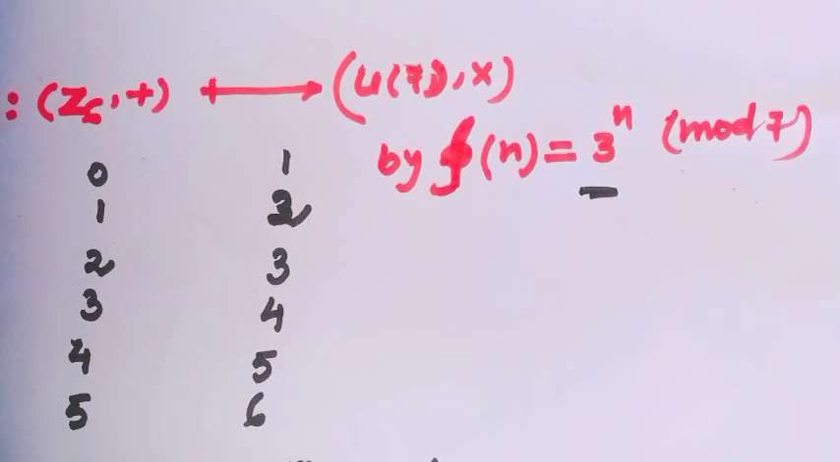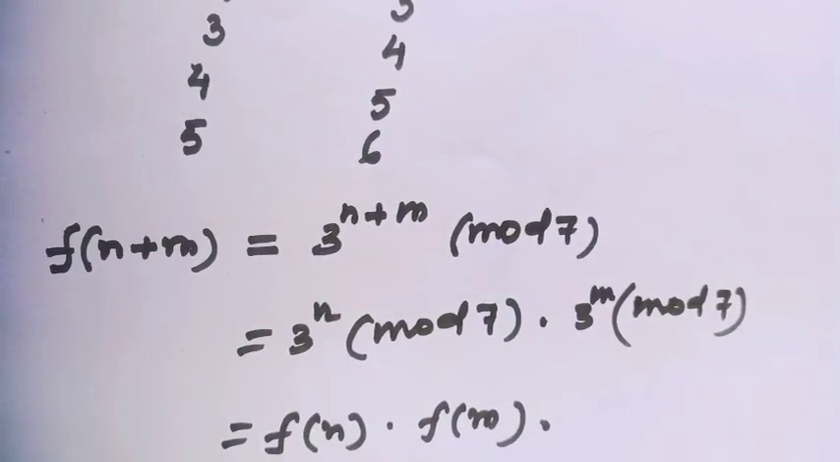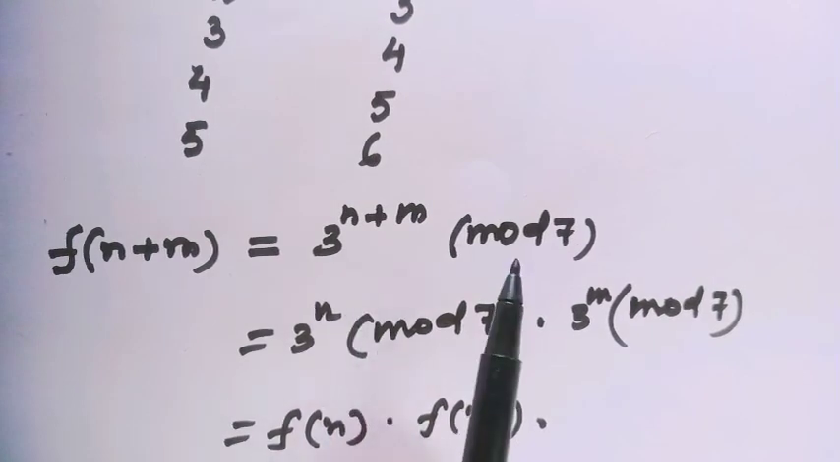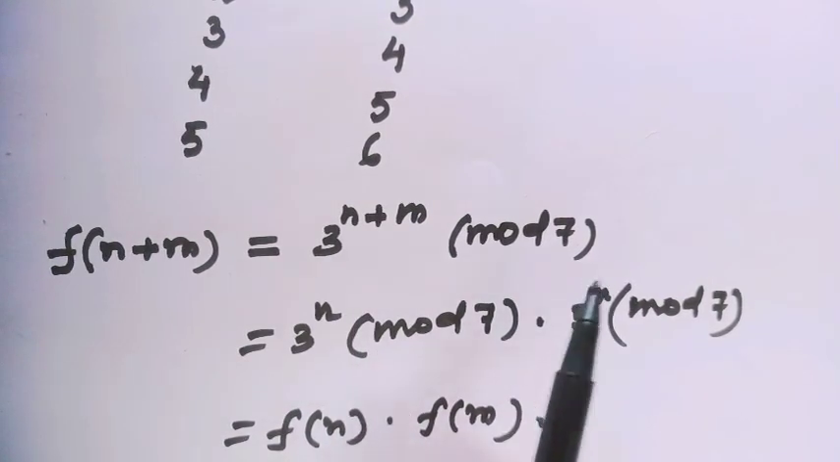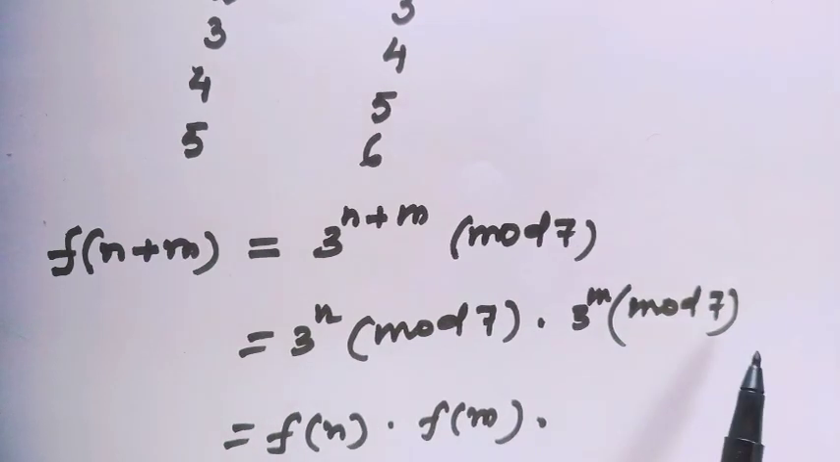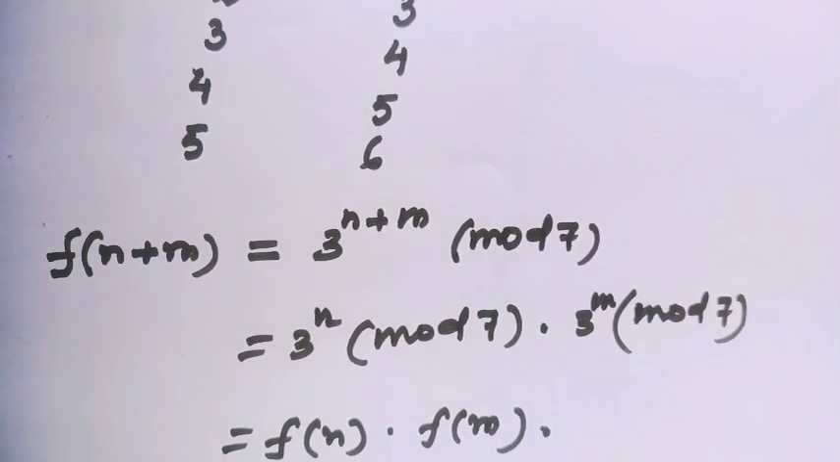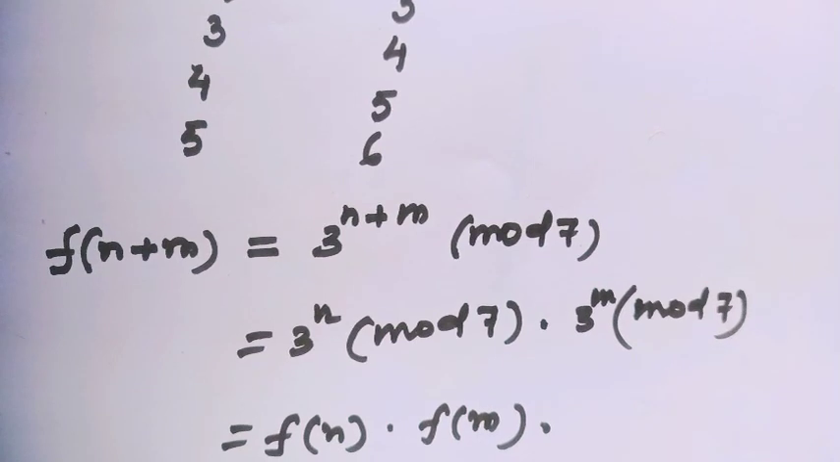Let's verify. Is this function a homomorphism? f of n plus m equals 3 to the power n plus m in modulo 7. This is equal to 3 to the power n modulo 7 times 3 to the power m modulo 7, which is equal to f of n times f of m. So the homomorphism property is satisfied here.